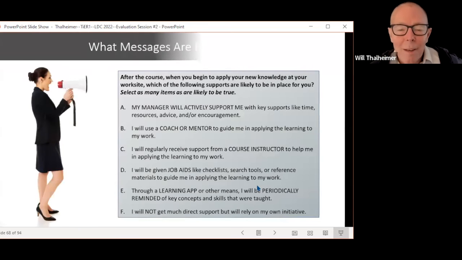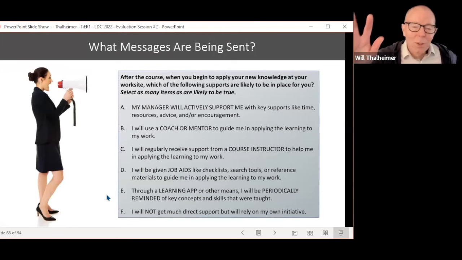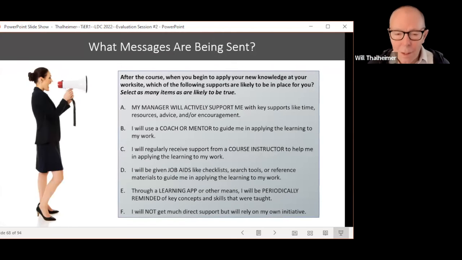All right, so this is my favorite thing. And this is a unique idea in the learning evaluation space, that not only can our questions gather data, but they can also send messages. In other words, in the behavioral economic sense, they can nudge thoughts and actions.